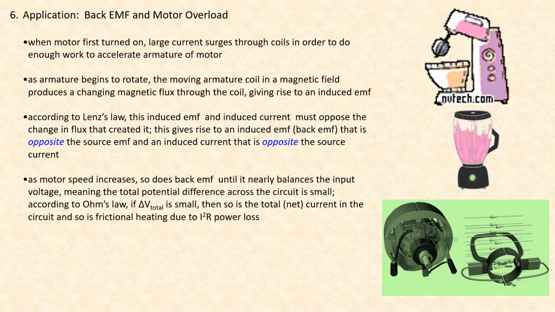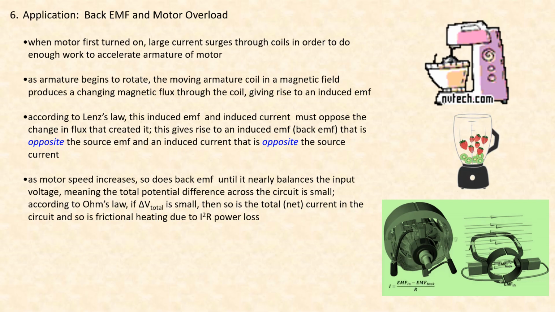So, as the motor speed increases, so does the back EMF, until it nearly balances the input voltage, meaning that the total potential difference across a circuit is small. According to Ohm's law, if the total potential difference is small, then so is the total net current in the circuit, and so is the frictional heating due to the I squared R power loss.